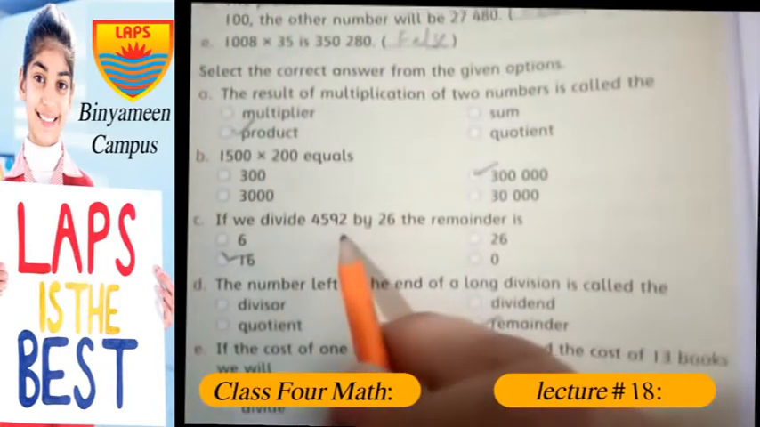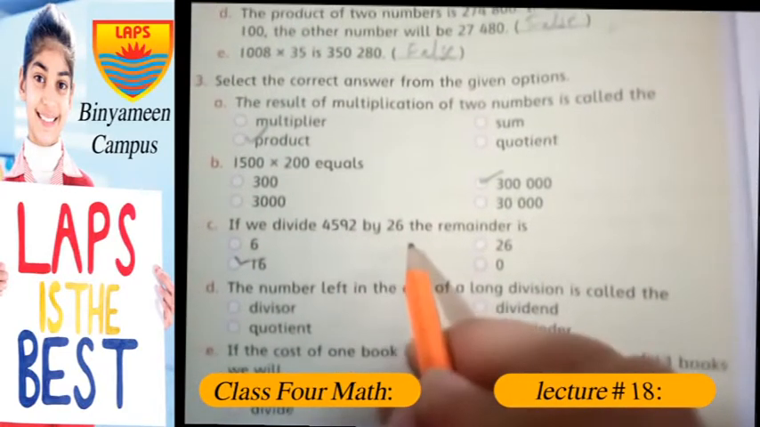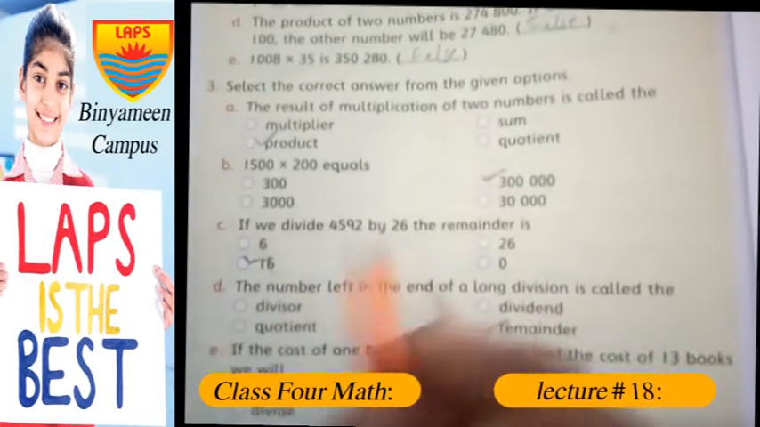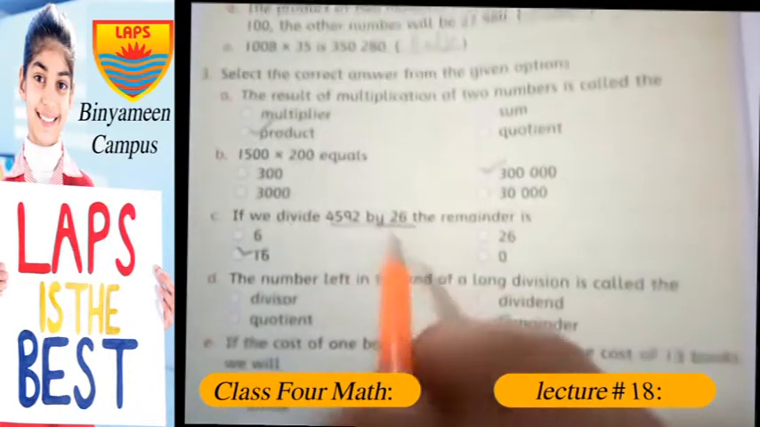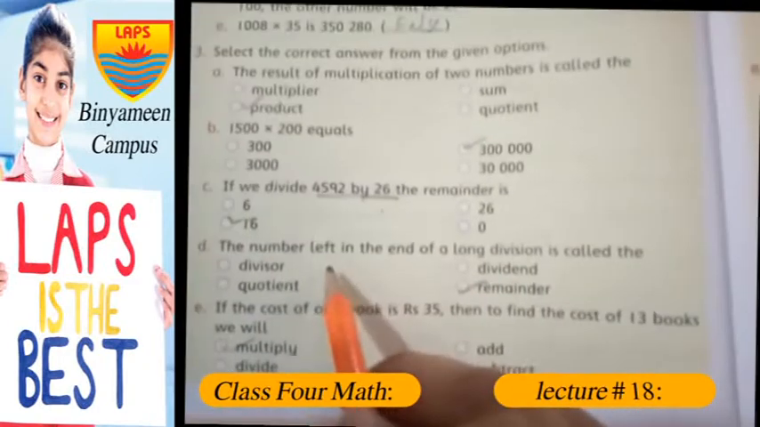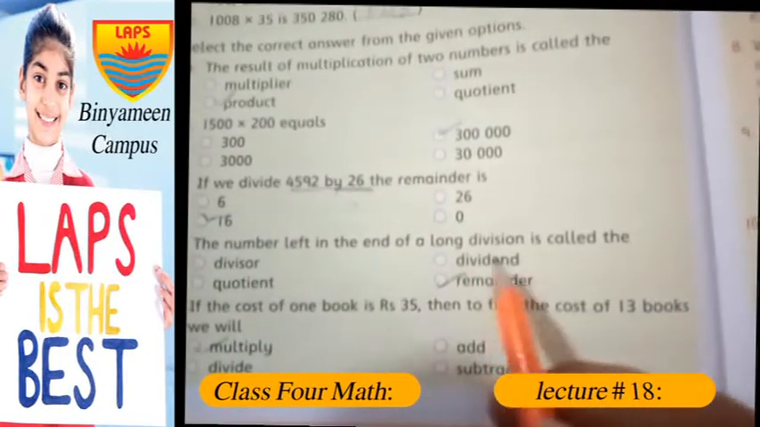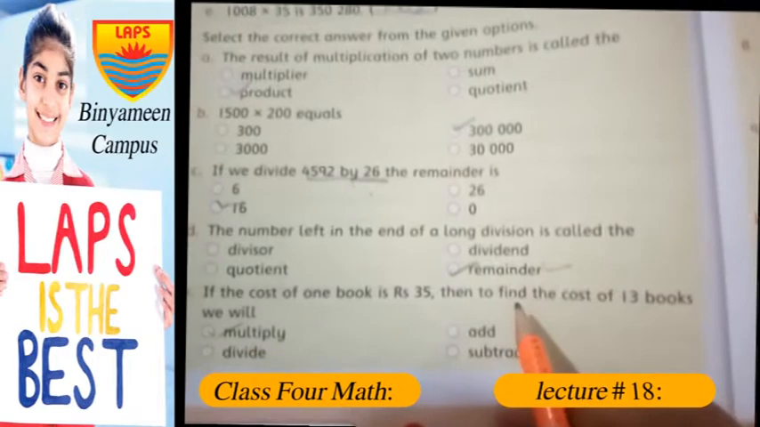If we divide 4592 by 26, the remainder is 16. Now you have to solve this problem on your rough copies to find the correct answer here. The number left at the end of the long division is called a remainder, which is left out and cannot be divided further.